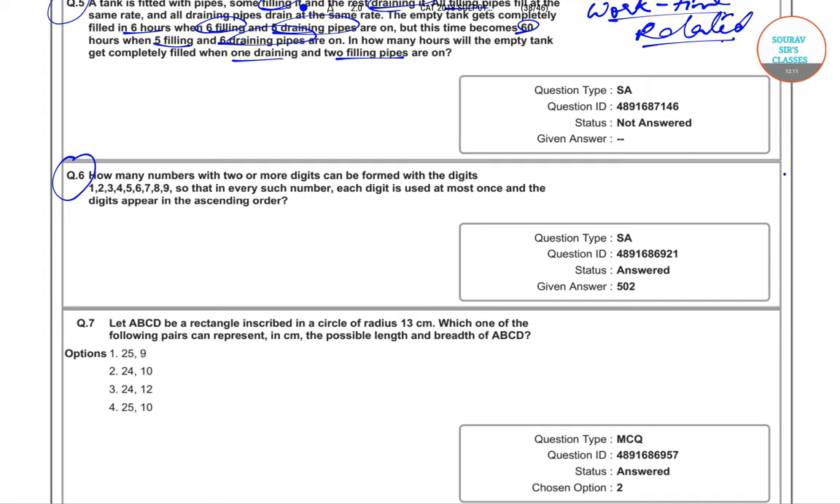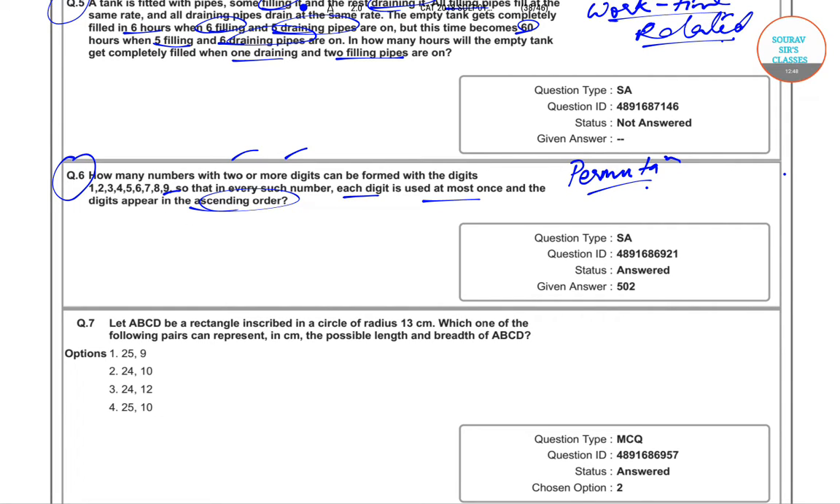The next question is question number 6. In this question, it is basically a permutation and combination based question. The major idea explored is how many numbers can be formed with 2 or more digits, where the digits given are 1, 2, 3 up till 9, and the number is formed in such a manner that each digit is used only once, so there is no repetition of any digit, and the digits appear in ascending order. There is another condition that the digits are appearing in the ascending order.